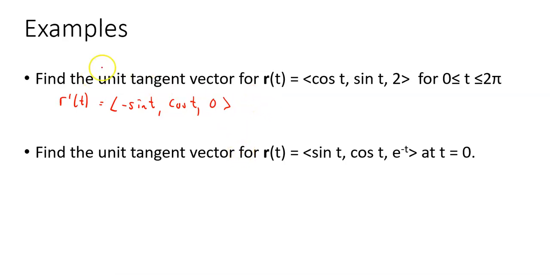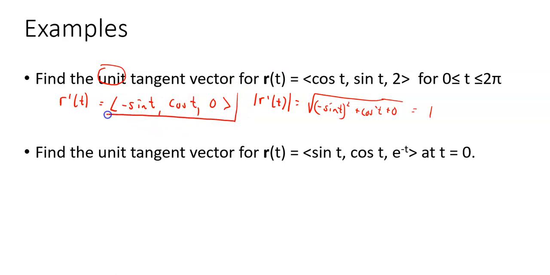Okay. Now, if I want a unit tangent vector, so that's r prime of t, I need to find the magnitude of r prime. Well, look what happens here. I get the square root of a squared plus b squared plus c squared. So the square root of negative sine t squared plus cosine t squared plus 0. Isn't sine squared plus cosine squared equal to 1? Oh, so this is its own unit tangent vector because it's already a unit long. First example was a trick question already.